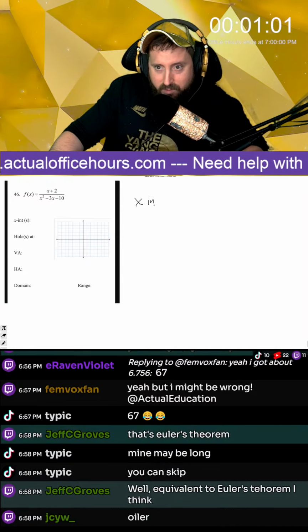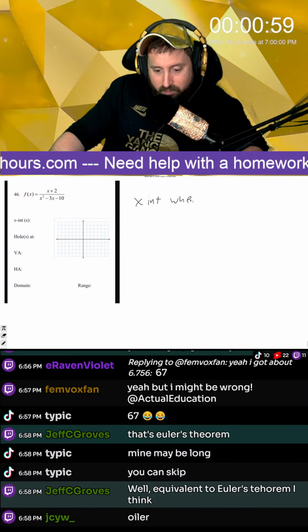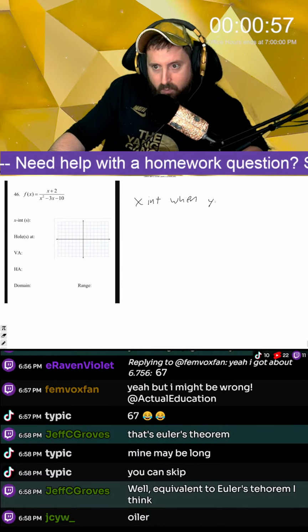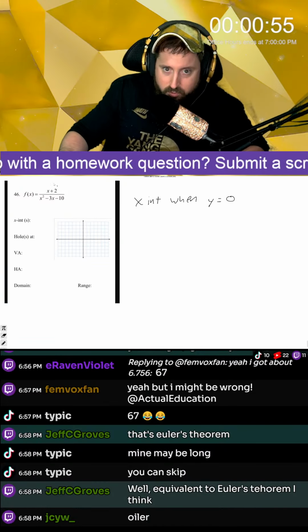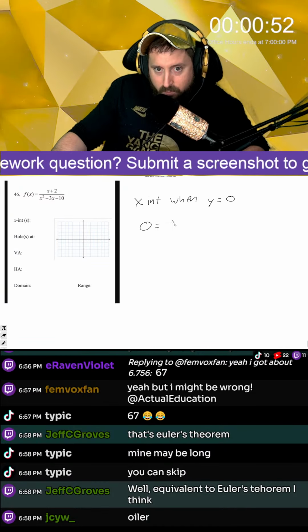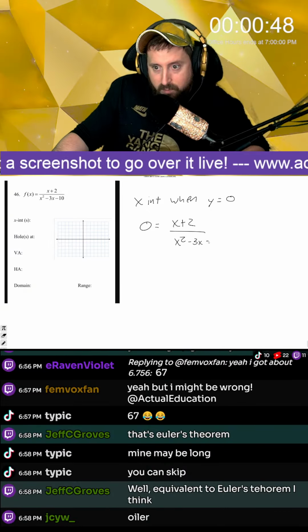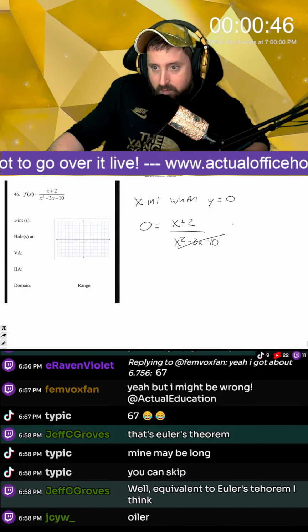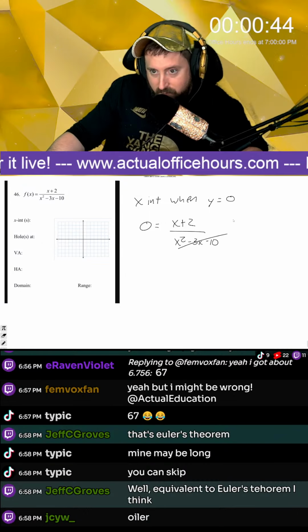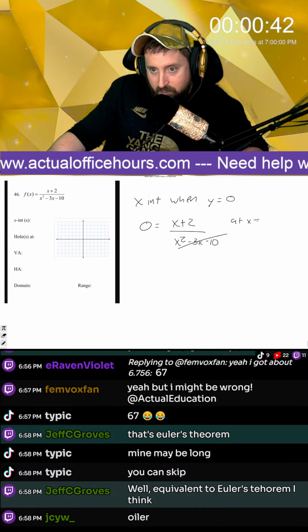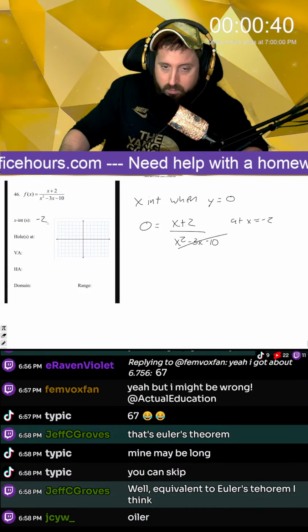So x-intercept is when y equals 0, right? So you just set this equal to 0. 0 equals x plus 2 all over x cubed minus 3x minus 10. So this goes away. So x-intercept is at x equals -2. Cool.